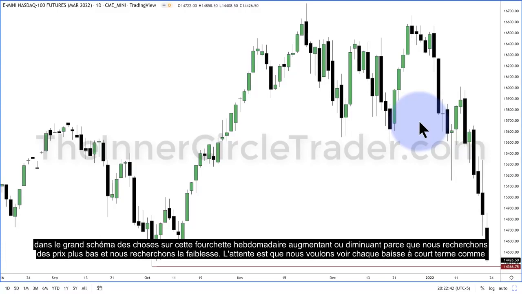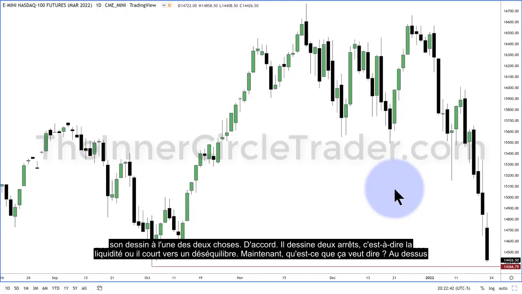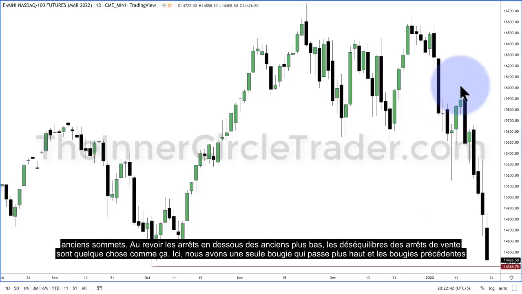Because we're looking for lower prices and we're looking for weakness, the expectation is we want to see every short-term low, like this would be a short-term low, this will be a short-term low, and underneath those lows are going to be sell stops. Okay, that's liquidity. When I say learn to start looking for where the market's going to draw to, it's drawing to one of two things, okay? It's drawing to stops, which is liquidity, or it's running to an imbalance. Now, what does that mean? Above old highs, buy stops. Below old lows, sell stops.